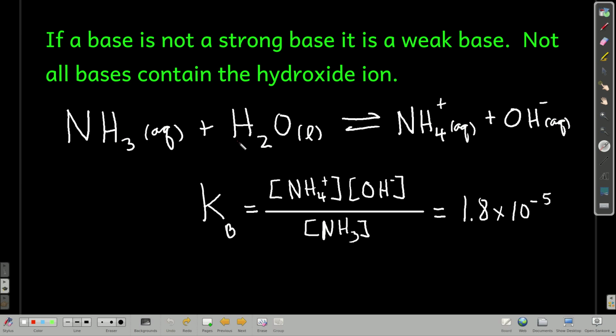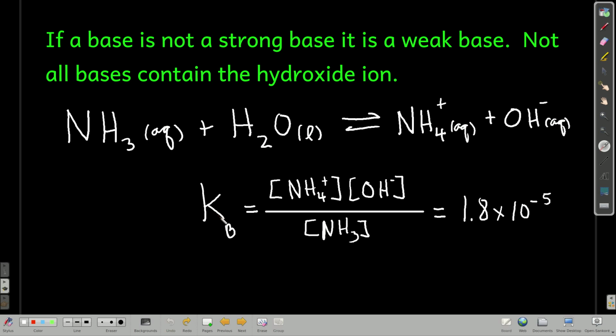If you put ammonia into water, the nitrogen atom in the ammonia molecule has a lone pair of electrons. If you draw the Lewis structure, it accepts a proton from water, which donates a proton. Water is acting as an acid in this sense, creating the ammonium ion and hydroxide. So this is a base.